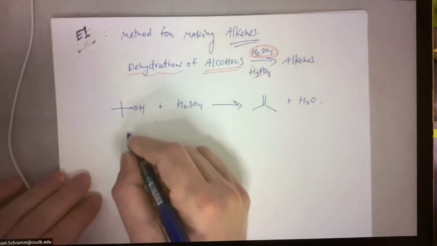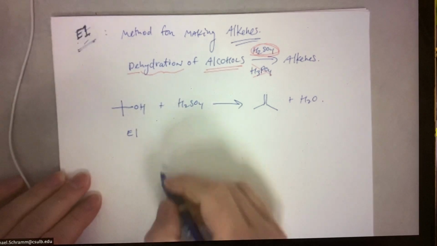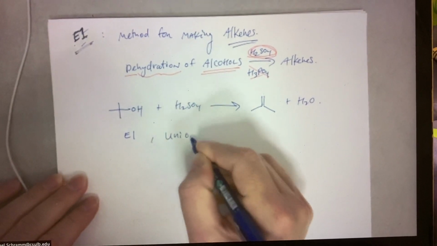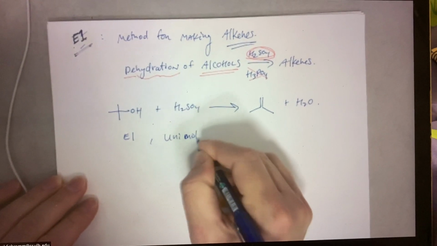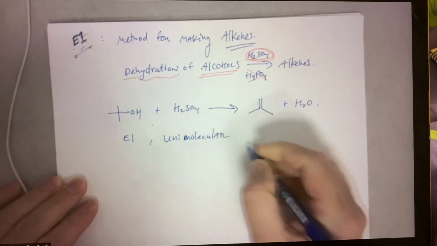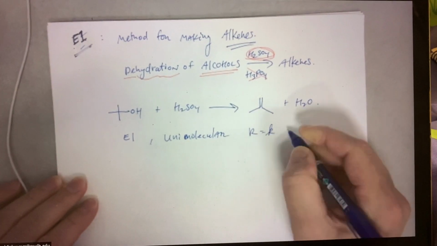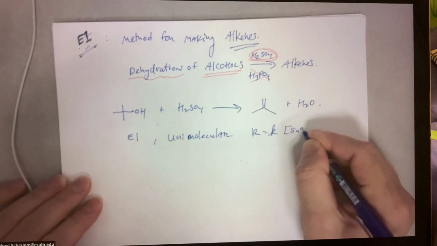It's an elimination reaction. It's called E1. It's unimolecular. And the rate of this reaction is a function of a rate constant times the concentration of the substrate.